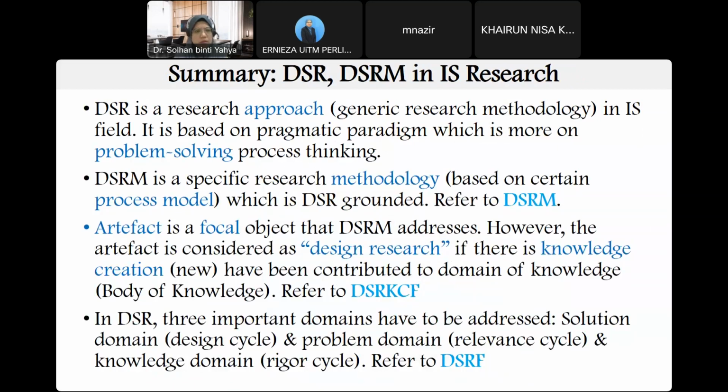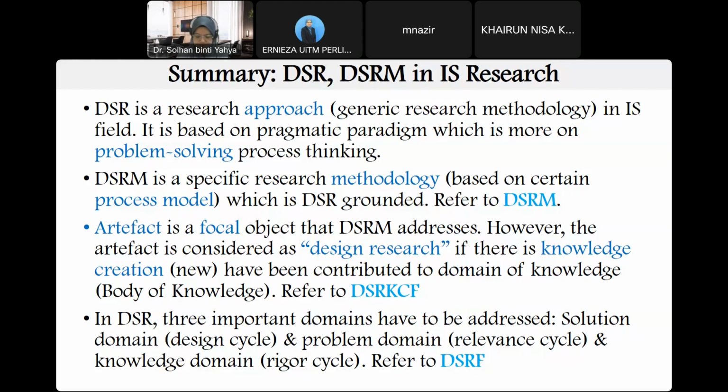In summary, design science is a research approach in the information system field, and now other fields have also adopted the framework proposed by Hevner in information systems. It's based on the pragmatic paradigm, which is more on problem-solving process thinking. And design science research methodology, DSRM, is a process model by Peffers. Just now I showed the diagram of design science research grounded.